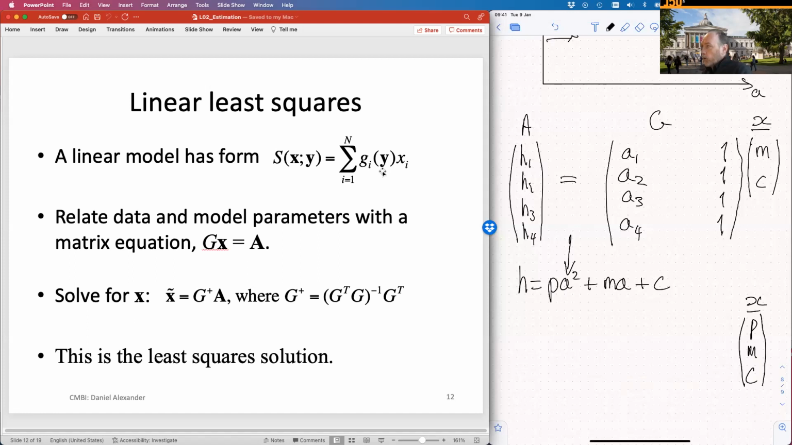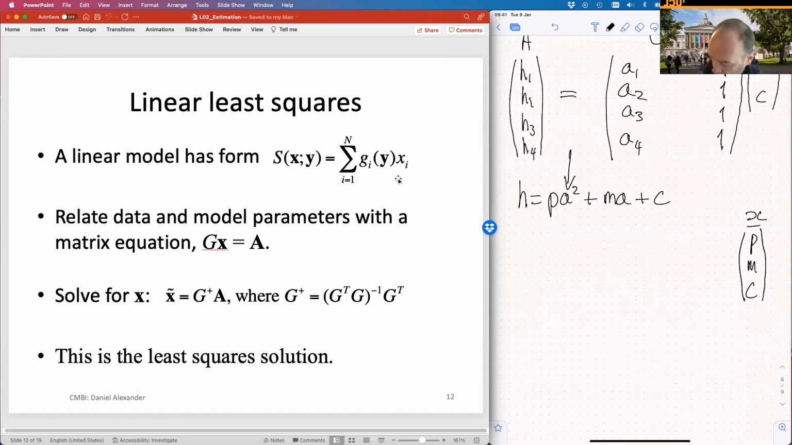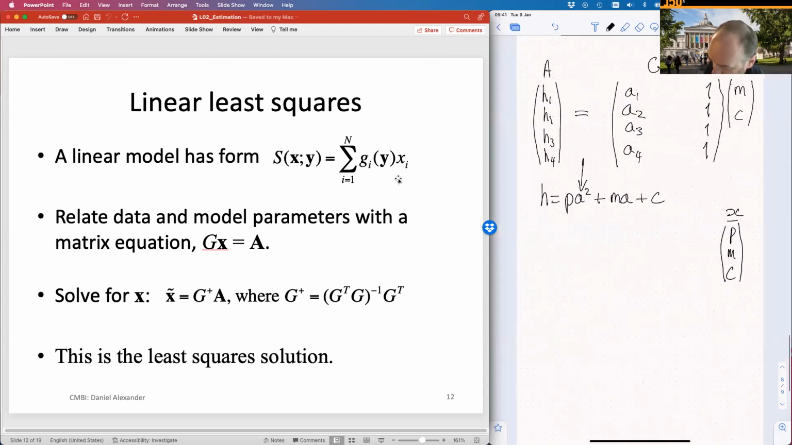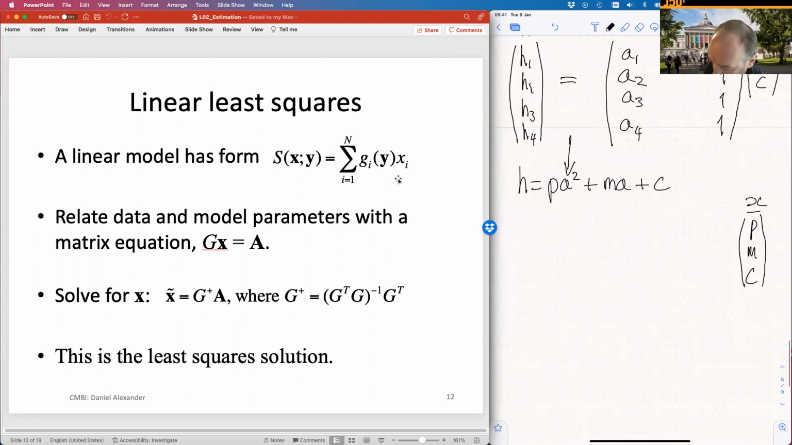It's one of the y's in this general picture, and we can take any function of y that we like, including a square. It only has to be linear in the unknown parameters, the x's. And here our x's are P, M, and C, and H is linear in that. So we can similarly construct our matrix equation here and design matrix.